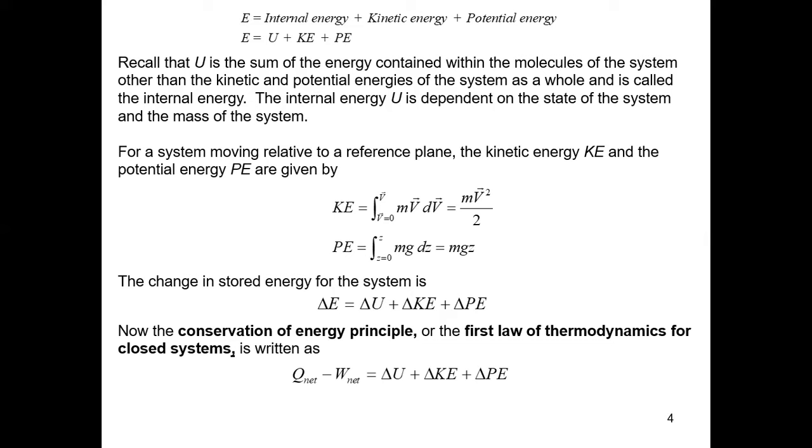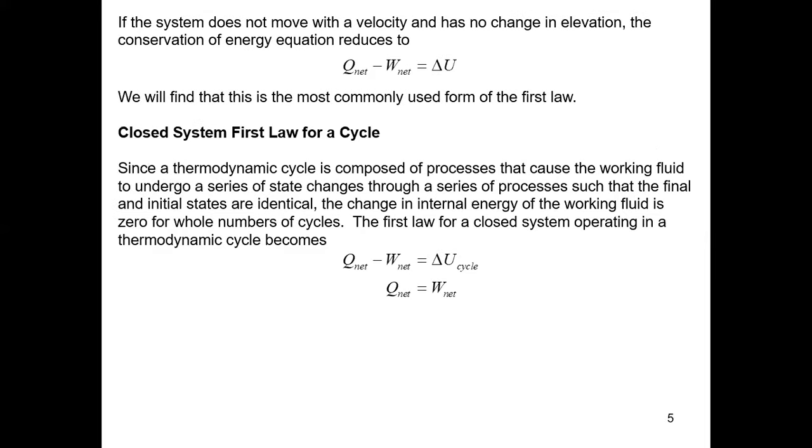But what is change in energy? Note from the conservation of energy, the first law of thermodynamics for a closed system, change in energy is Q net coming in minus the work done by the system, W net. That is change in internal energy plus change in kinetic energy plus change in potential energy. What does this say? That energy is conserved. It is going from one form to another. Nothing is lost. So Q net minus W net is the change in internal energy. We will find that this is the most commonly used form of the first law.